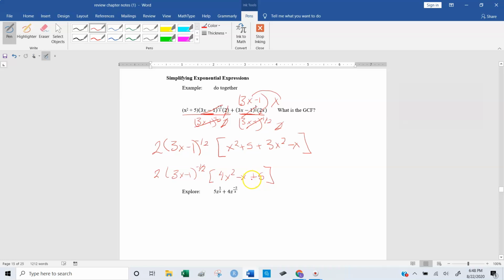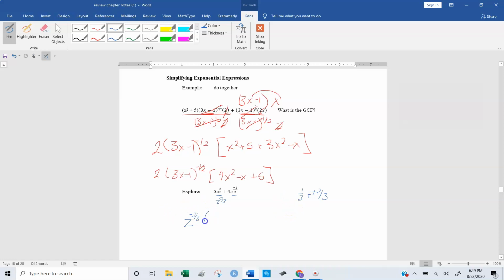All right, your turn. What do they have in common? Pause and try. All right, the 5 and the 4 had nothing in common. And the z, I have a 1/3 and a negative 2/3. Remember, you always take out the smallest. Well, the smallest of these is z to the negative 2/3. So when I take out the z to the negative 2/3, 1/3 minus a negative 2/3. So this is what you're doing. 1/3, you're working with just the exponents, minus a negative 2/3, so that double negative makes a positive, is 1.